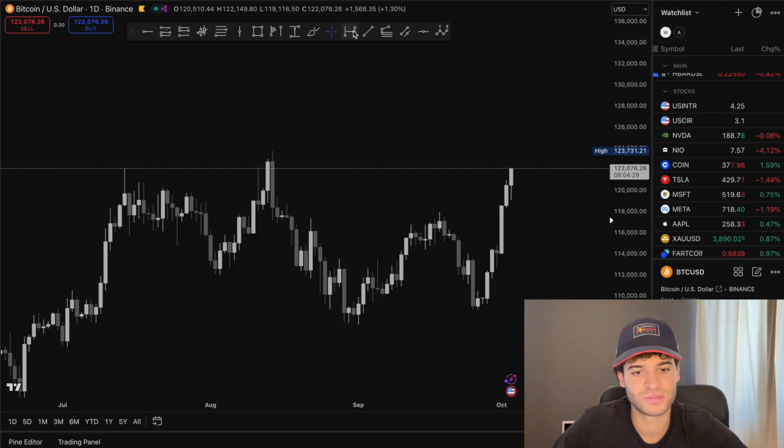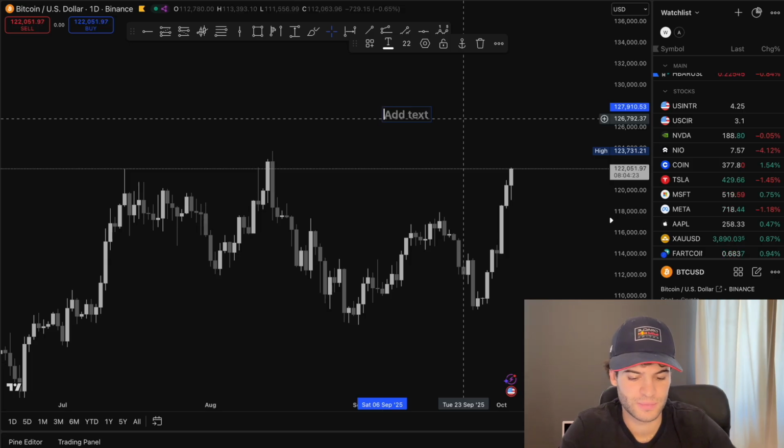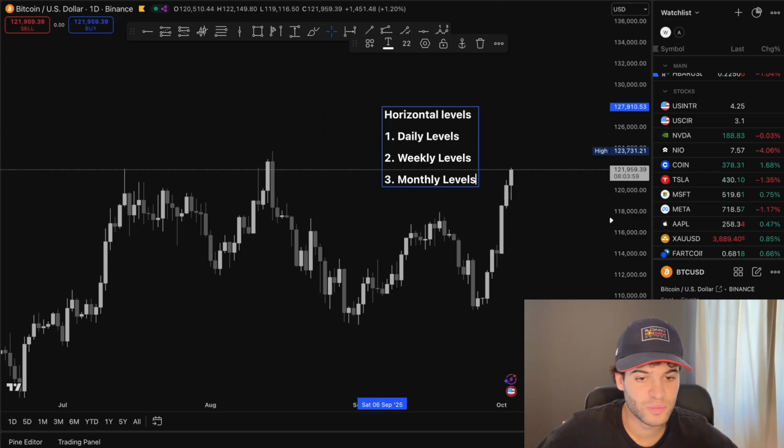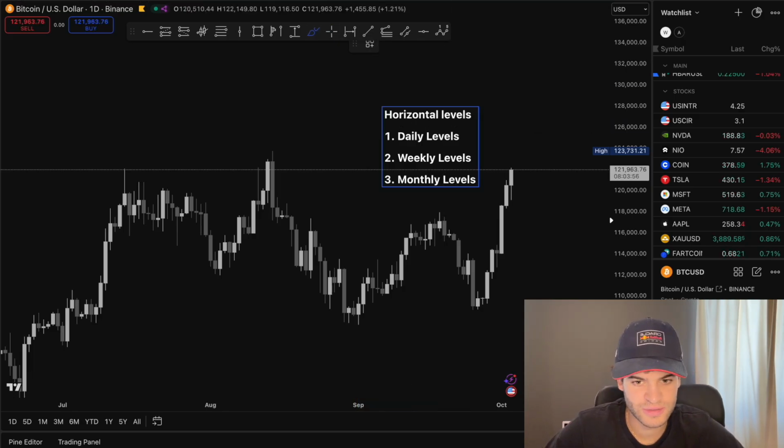And by the way, the levels that I'm about to introduce are called horizontal levels. So we have horizontal levels, and we have three types. One, daily levels, two, weekly levels, and three, monthly levels. And of course, as you can guess by the name, all of these will be found on different time frames. Your daily levels will be on the daily time frame, your weekly levels on your weekly time frame, and your monthly levels on your monthly time frame, which is what I made you save in the last lectures in your favorite time frames.